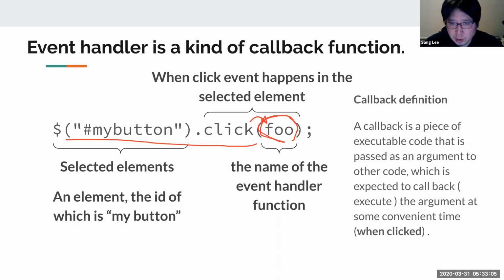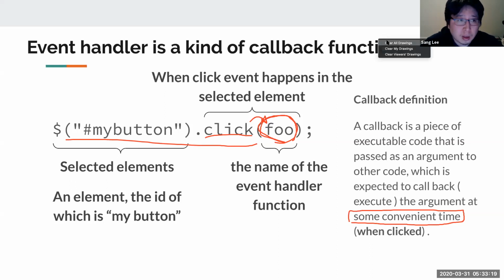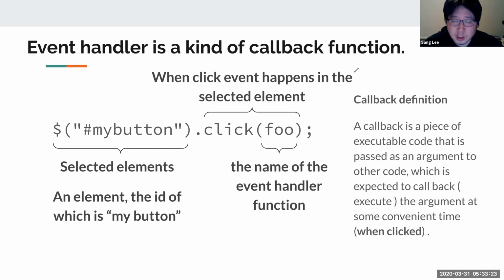So callback is a piece of executable code that is passed as an argument. So this is the argument of this click function, which is expected to call back the argument at some convenient time. So some convenient time in this case is when this button is clicked. So again, an event handler is a kind of callback function that is very specific to user input.